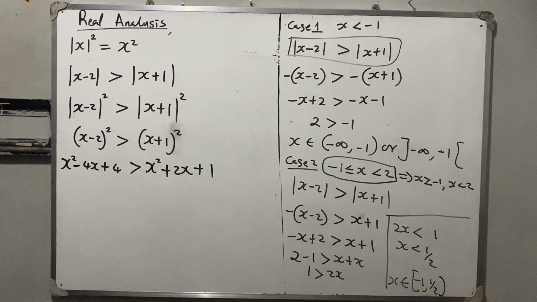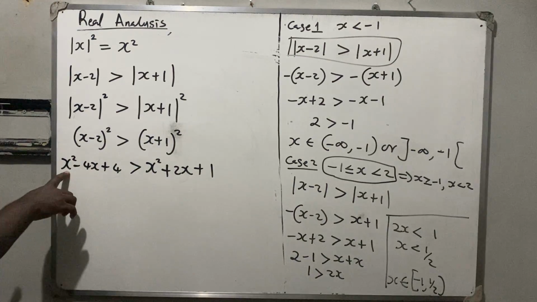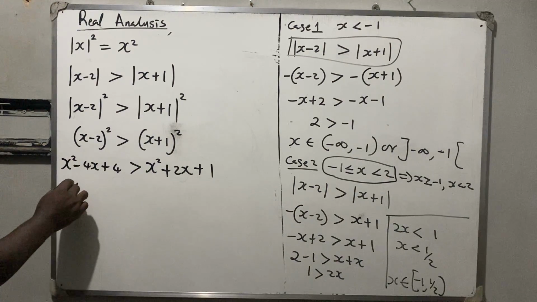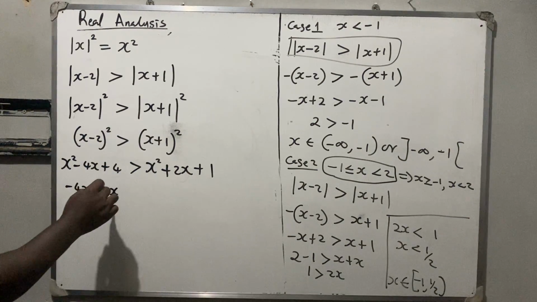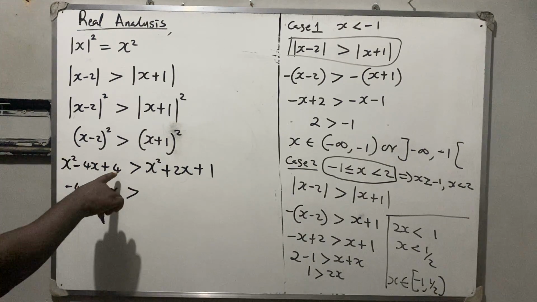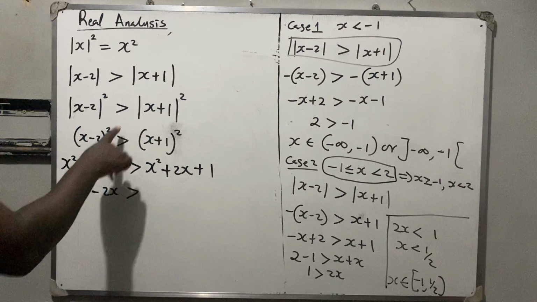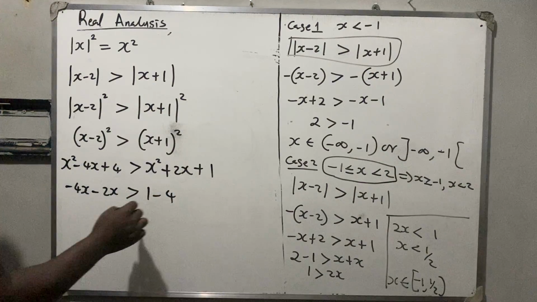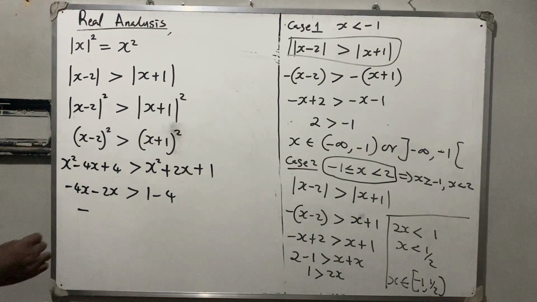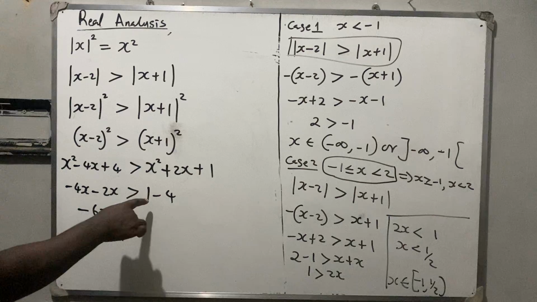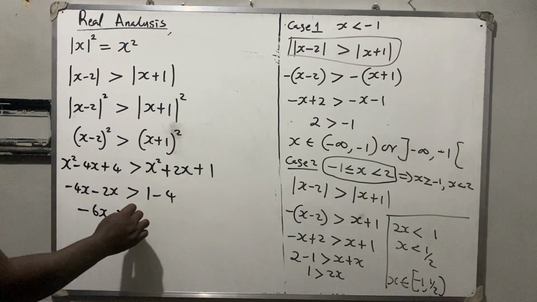Okay, so if I collect like terms, I'm going to see that this and this are taking care of each other. So I'm having that minus 4x. This one coming here will be minus 2x. Okay, will now be greater than, this one moving here, 1 minus 4. So therefore, minus 4x minus 2x will give me minus 6x is greater than what? Is greater than minus 3.